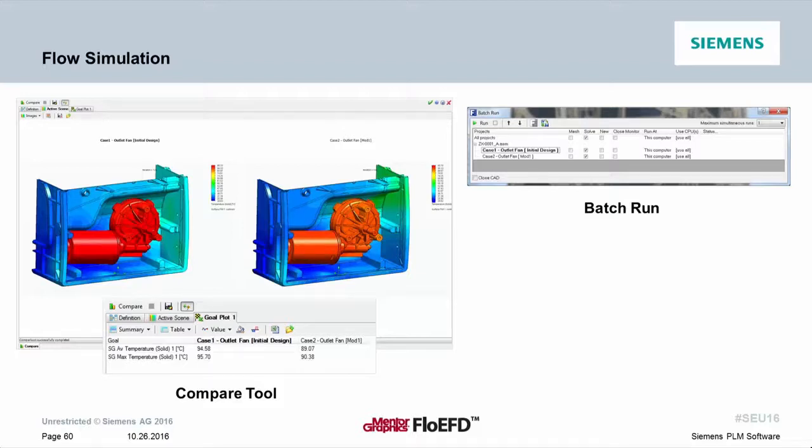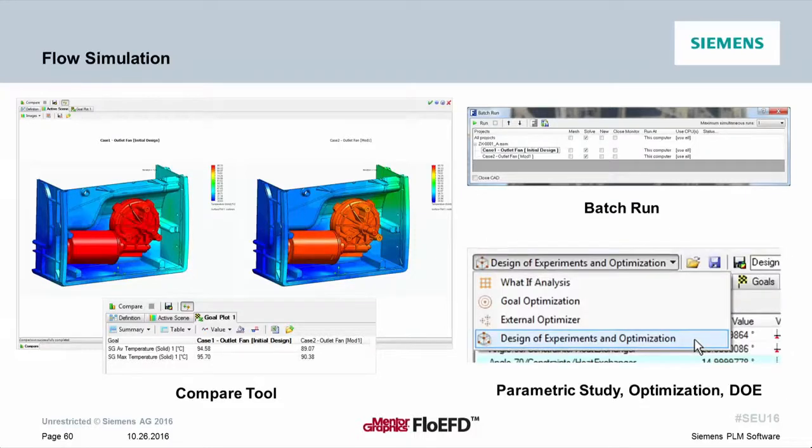From there, if you set up several of these cases, you can manage all of them through our batch run facility, including farming them out to different computers on your system. And then use things like parametric study, optimization, and design of experiments, including even being able to tie in an external optimizer to link into your CFD solution. So there are lots of ways to, in a more automated way, run FloEFD and help you arrive at that best design.